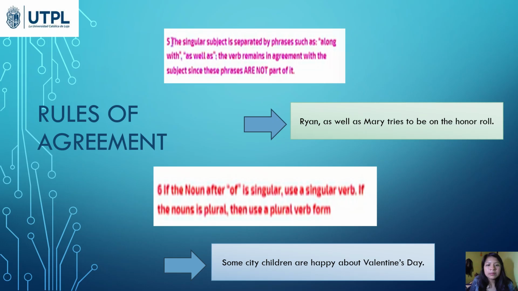Rules of agreement. The singular subject is separated by phrases such as along with or as well as. The verb remains in agreement with the subject since these phrases are not part of it. For example, Ryan as well as Mary tries to be on the honor roll. Six. If the noun after of is singular, use a singular verb. If the noun is plural, then use a plural verb form. For example, some city children are happy about Valentine's Day.